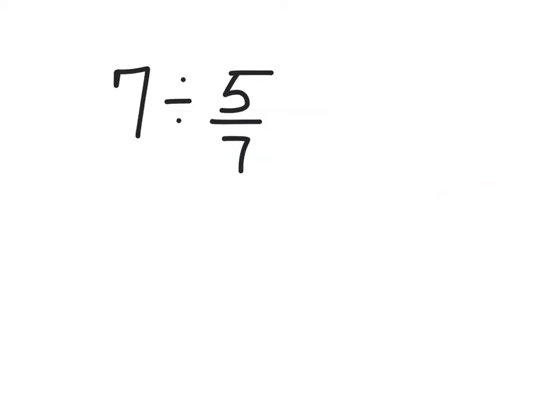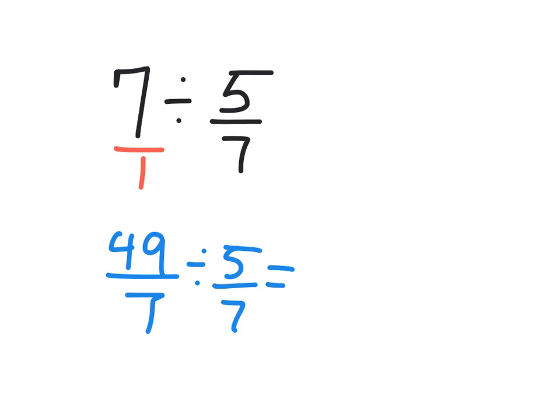If I have a whole number divided by a fraction, you can use the strategy we'd used in class, or again, if you just want to remember one thing, once again, we can use our common denominators. 7, our whole number, can be expressed as 7 over 1, and now we're going to find our common denominator, which would be 7. So I have 49 divided by 5/7.